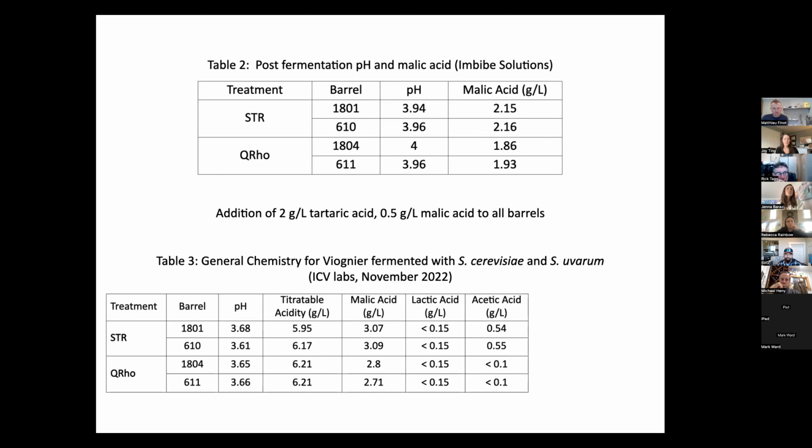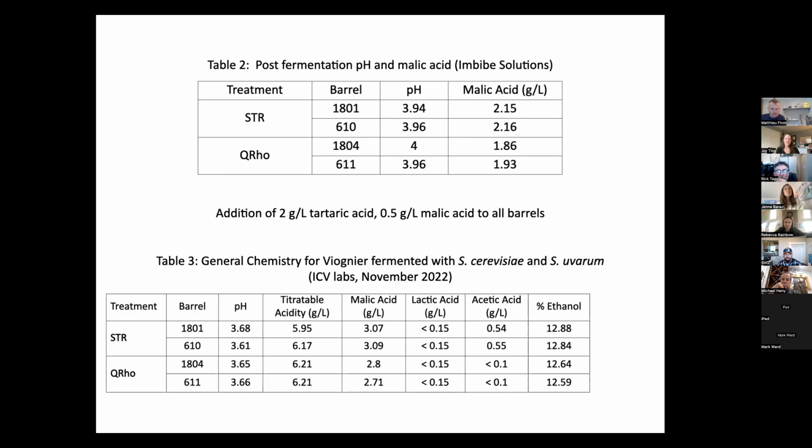The most notable of which is this difference in the acetic acid. So the STR fermentations, both of them, finished fermentation with an acetic acid in the 0.55-ish range, whereas the QRHO finished fermentation with no perceptible acetic acid in the wine at all, which was very notable, I think, in terms of what sometimes we're dealing with in Virginia.